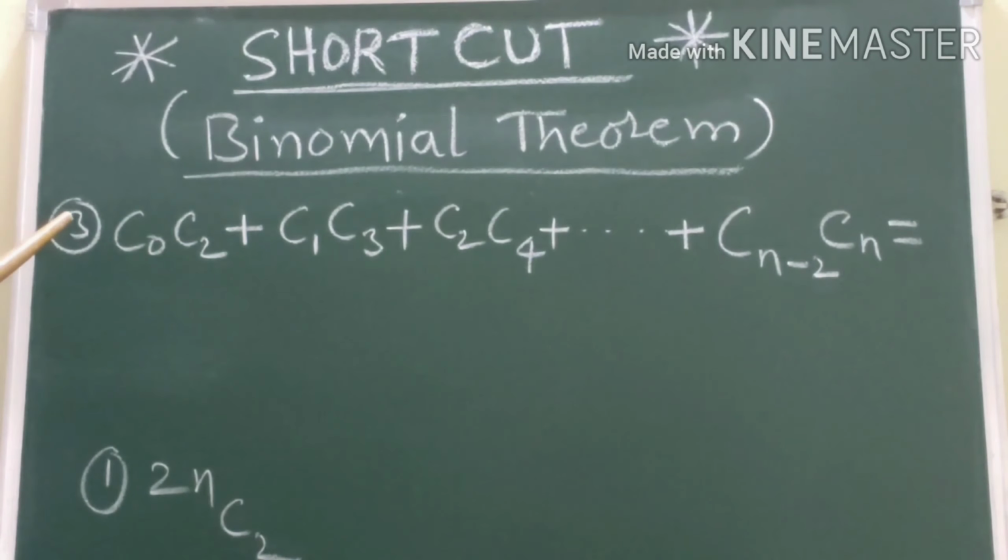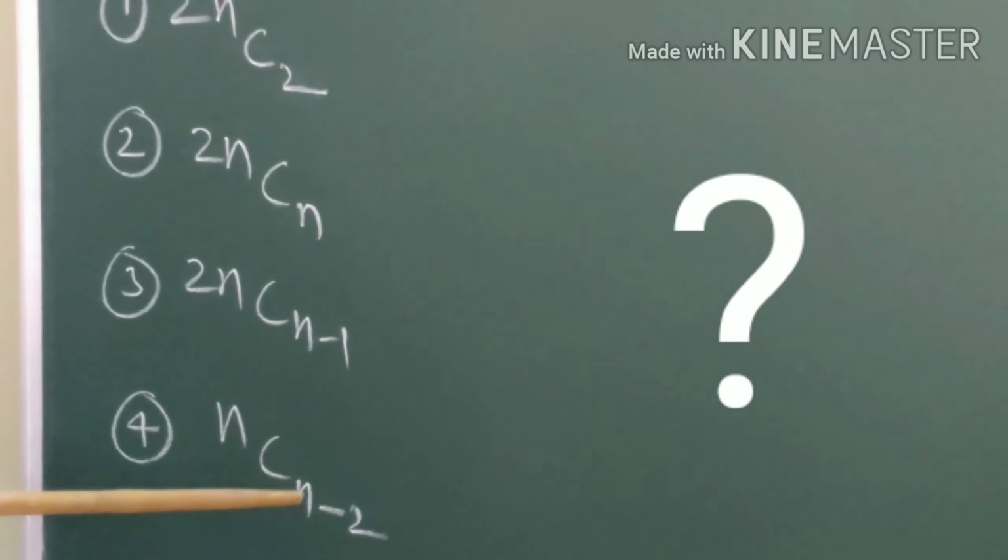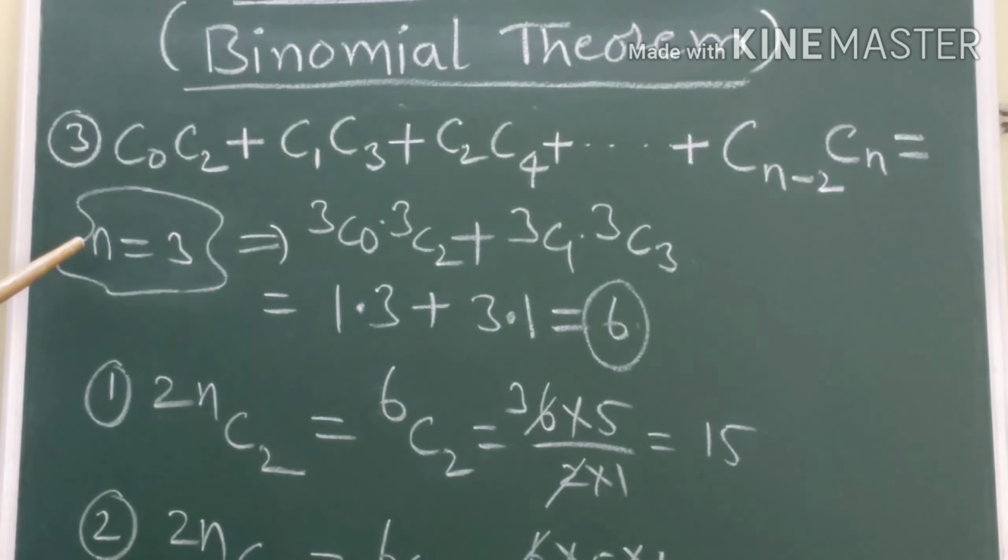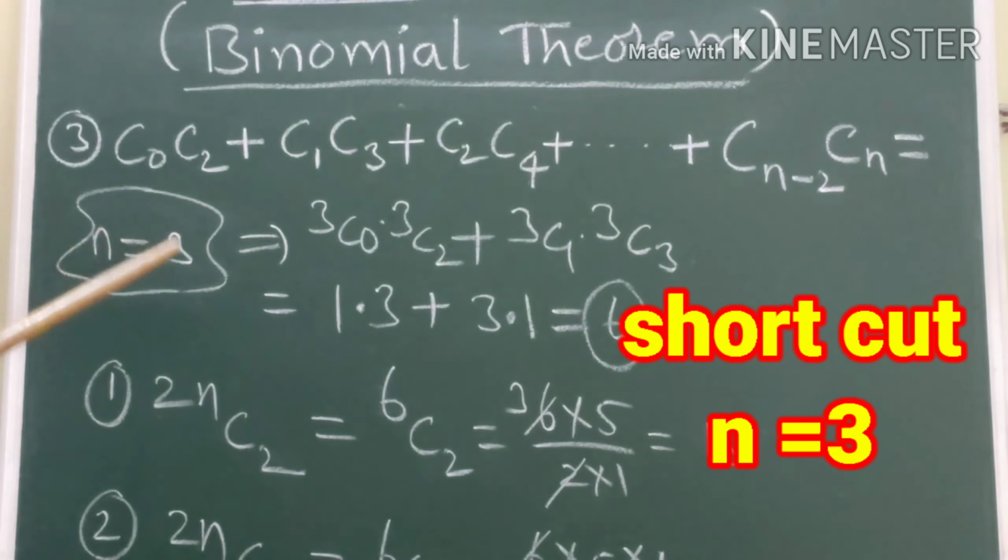Let us see another previous IIT problem. C0 into C2 plus C1 into C3 plus C2 into C4 plus so on up to plus C(n minus 2) into Cn is equal to. Here the given options are: first one 2nC2, second one 2nCn, third one 2nC(n minus 1), fourth one nC(n minus 2).